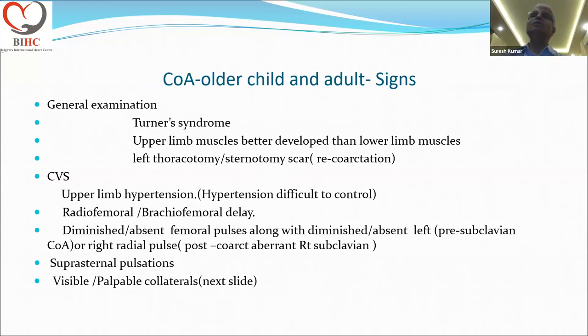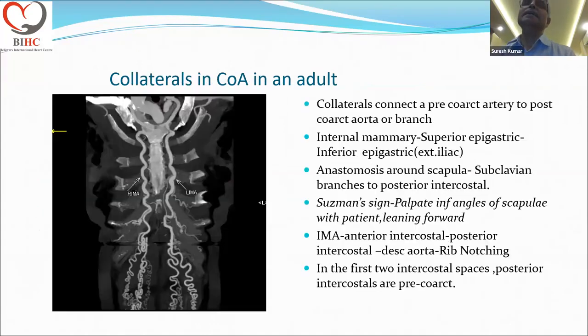Some of the clinical signs are worth recapitulating at this point. Mind you, in the general examination of the adult, look for Turner syndrome, look for upper limb muscles which are better developed than the lower limb muscles, a left thoracotomy or sternotomy scar, which suggests that the present problem would be a recoarctation. In the cardiovascular system, upper limb hypertension, especially hypertension difficult to control on multiple drugs, radiofemoral or brachiofemoral delay, diminished or absent pulses, along with diminished or absent left or right radial pulse. See, left if it's a pre-subclavian coarctation, and right if there is a post-coarct aberrant right subclavian. Suprasternal pulsations, visible or palpable collaterals, all these are manifestations of coarctation in the older child and adult.